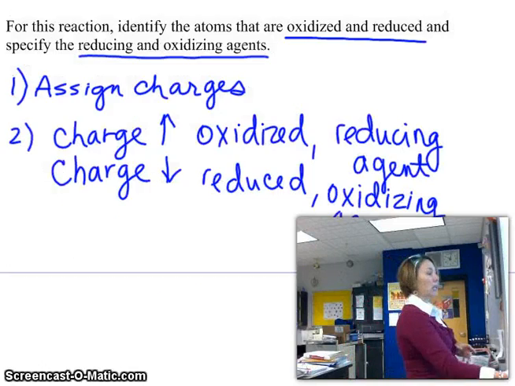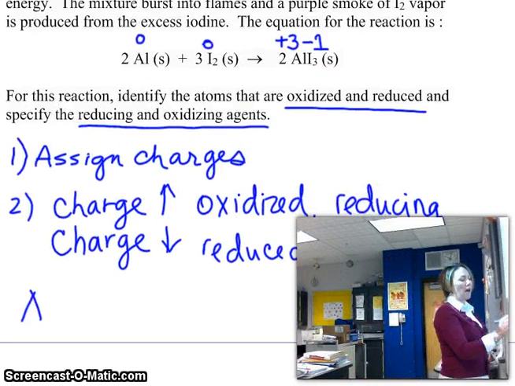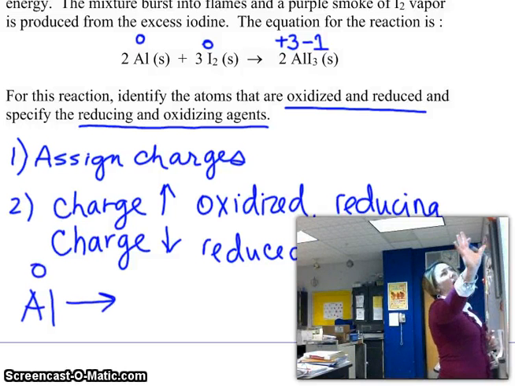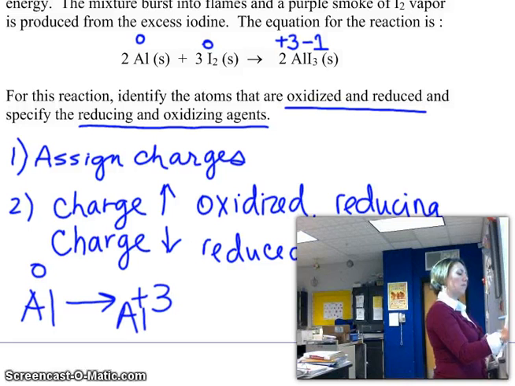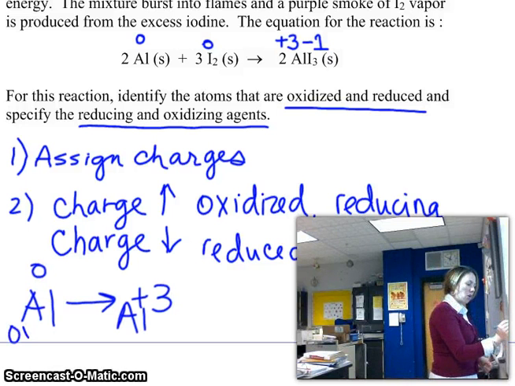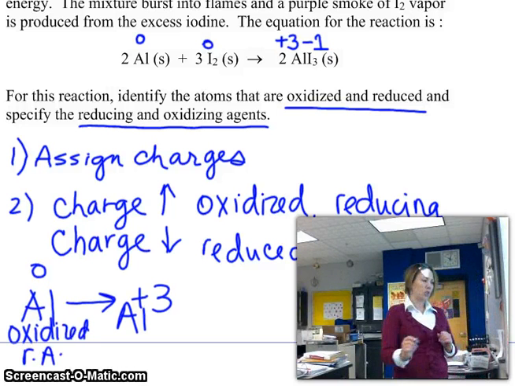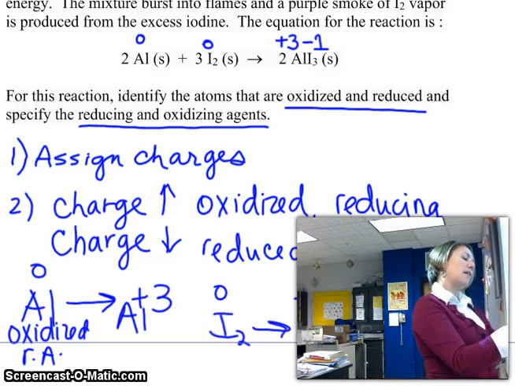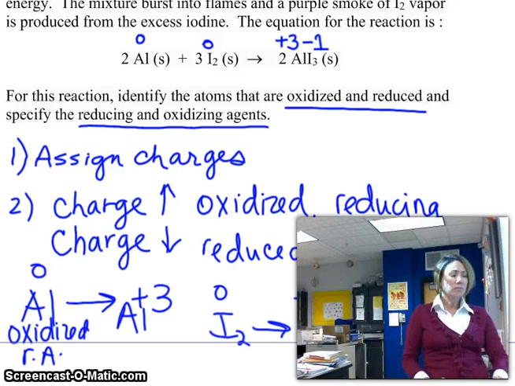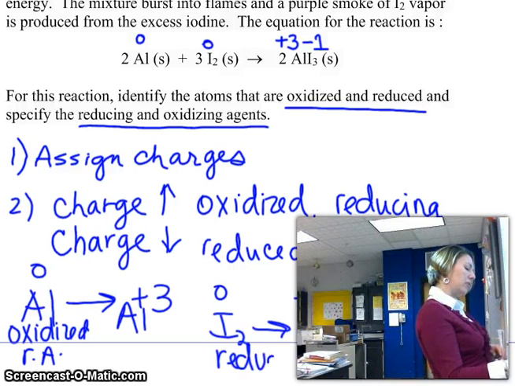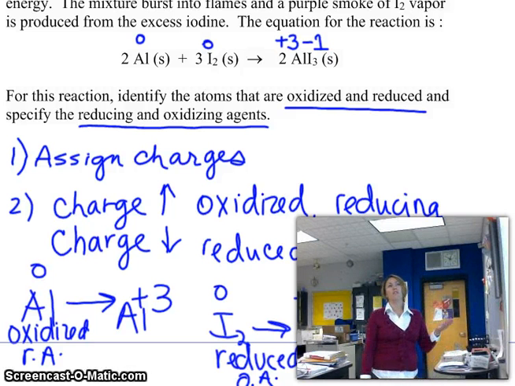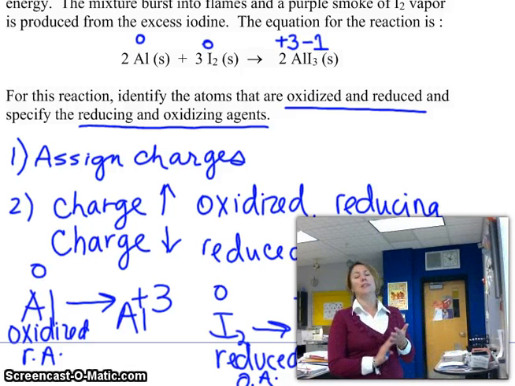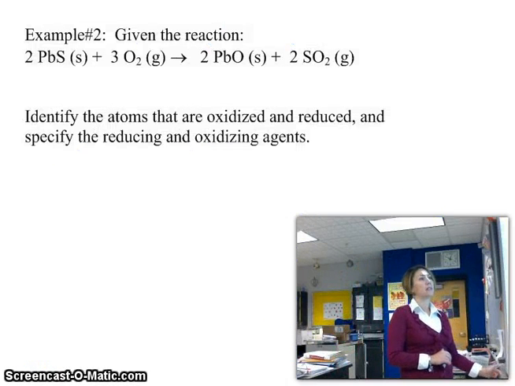So once we know that, we take a look at what's going on in this equation. On the left, aluminum is 0, and on the right, aluminum is +3. So aluminum's charge is going up, so it is getting oxidized and is the reducing agent. Iodine's charge on the left is 0, and it's going to -1. Its charge is going down. Therefore, this iodine is getting reduced, and it is the oxidizing agent. Okay? So if they ask you who's oxidized, who's reduced, you need to assign the charges, and that will allow you to tell who's oxidized and who's reduced.